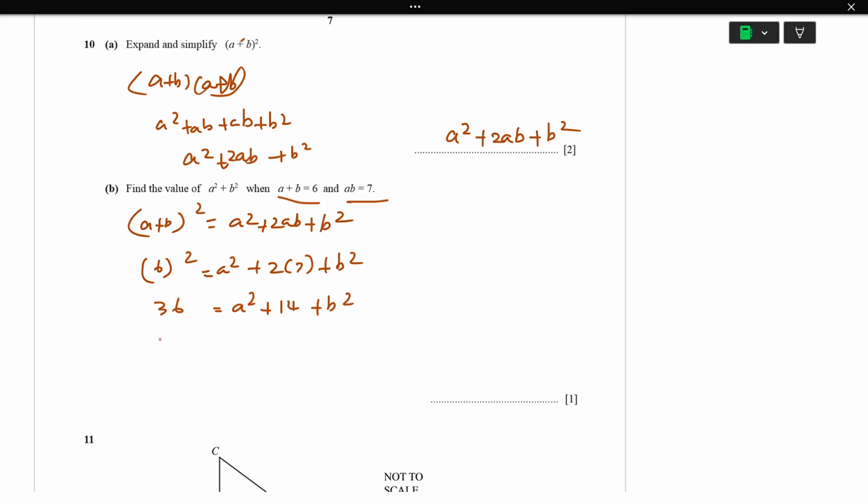So I'll bring 14 to this side. 36 minus 14 equals a square plus b square. 36 minus 14 equals 22, so 22 equals a square plus b square. That's the answer. We needed to find a square plus b square, which is 22.